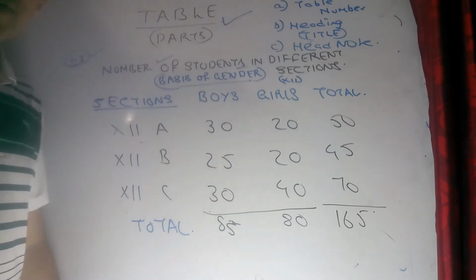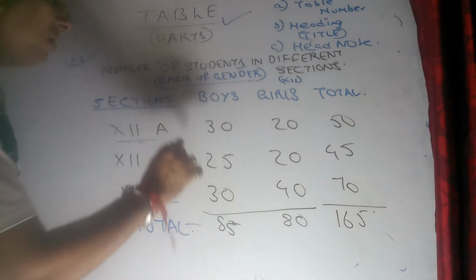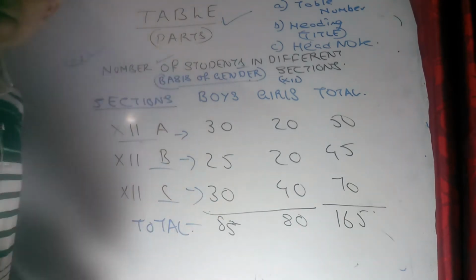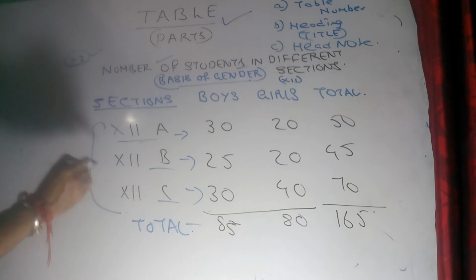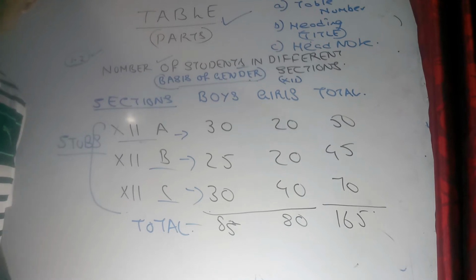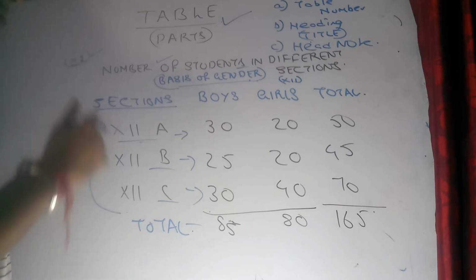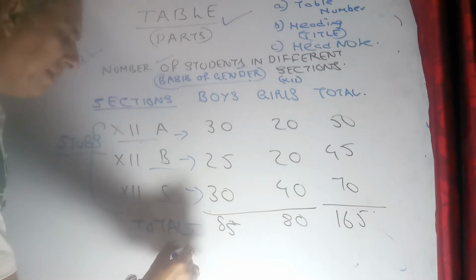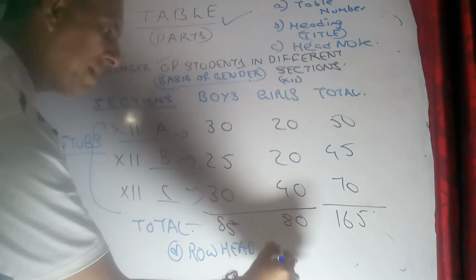Now comes the integral and very important part of the table. If you see, students, there are 1, 2, 3, 4 rows given in this table: 12th A, 12th B, 12th C. These are referred to as stubs. Stubs basically refer to the row headings. Row headings would be referred to as stubs for you.